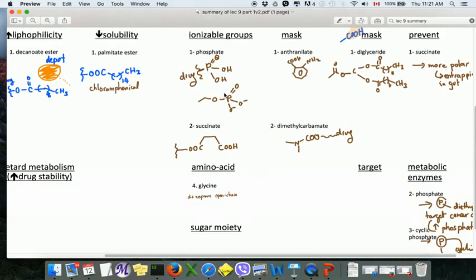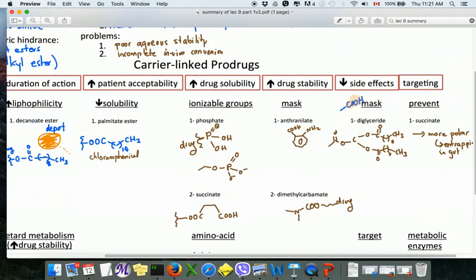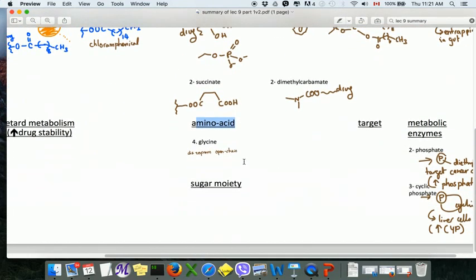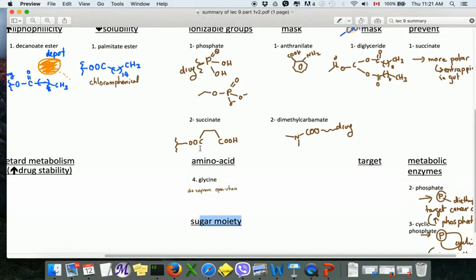Okay, so these are the ways of increasing drug solubility. You attach ionizable groups, or you attach an amino acid, or actually you can attach a sugar moiety. It's not ionizable, but of course sugar dissolves in water, right? So those, you have the examples for these.